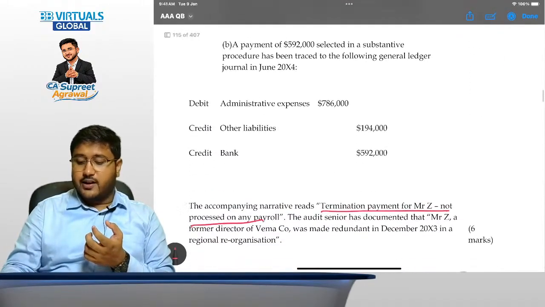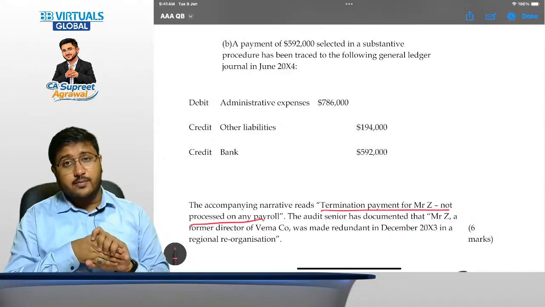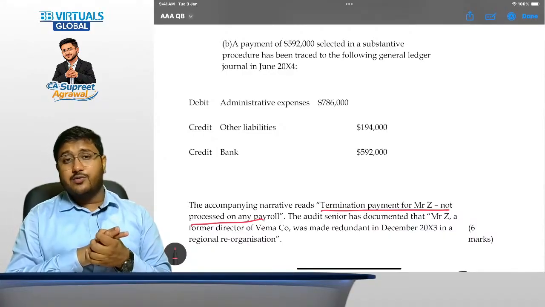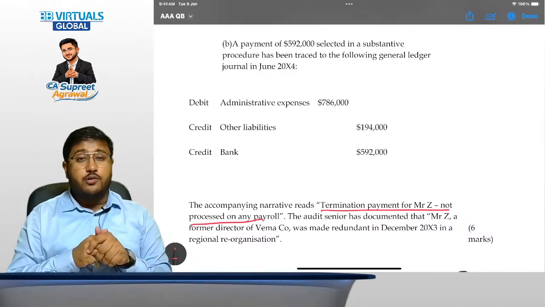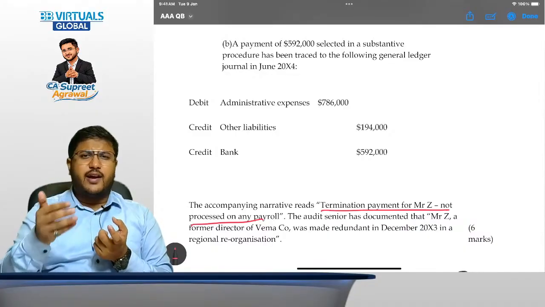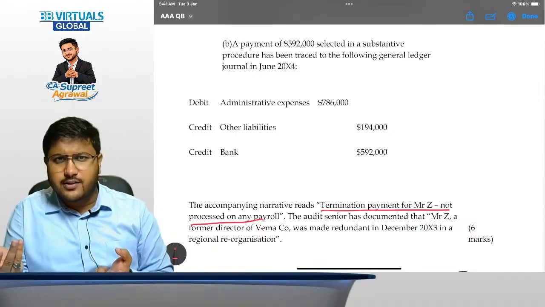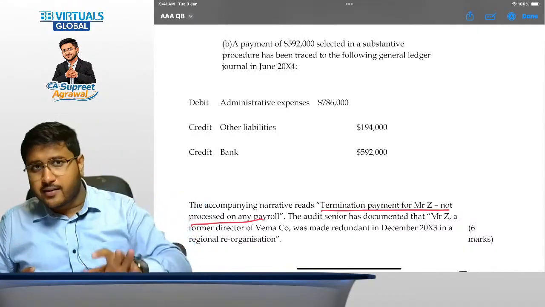Then let's talk about the second procedure. The second procedure is the payment of $592,000 selected in substantive procedures, which turned out to be a termination payment for Mr. Z, not processed on any payroll. Now, first of all, we should evaluate it for fraud also. See, it might happen that our points are not matching with the suggested answer, because 100% of points are not required to be matched. Your points should be making sense.